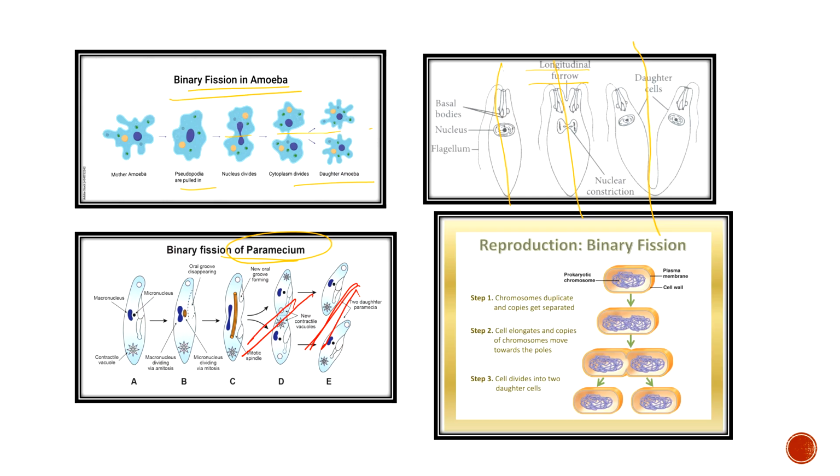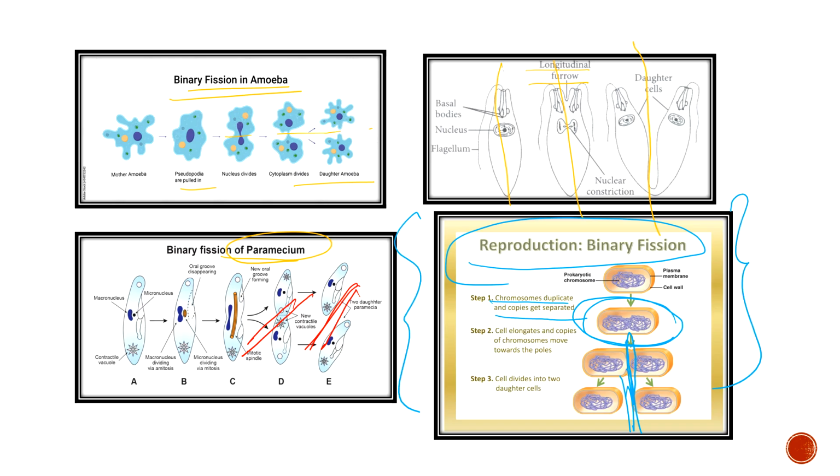It is dividing. Okay, so in general I wanted to show you what binary fission is. The chromosome duplicates, the cell size increases, and now the cell divides into equal daughter cells. So two daughter cells will be produced during binary fission. One cell divides into two. This is generally the process of binary fission.